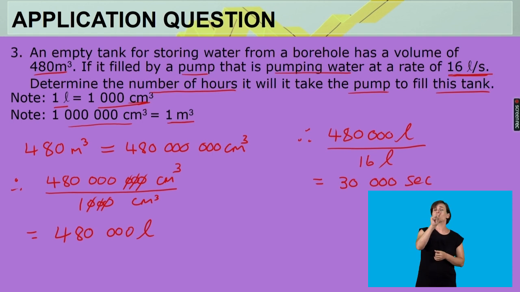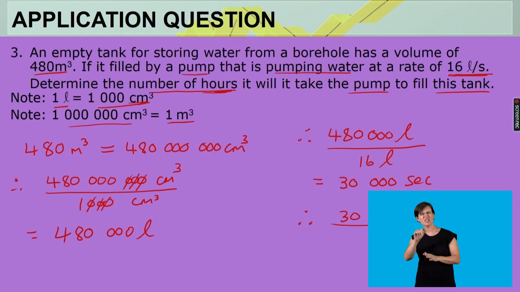But remember now it says, and I'll read that part to you again, determine the number of what? Of hours, not seconds. It will take 30,000 seconds, but we would like to know how many hours that will be. So therefore, I'll take my 30,000 and divide that by 3,600. Remember, it is 60 from seconds to minutes and then minutes to hours.